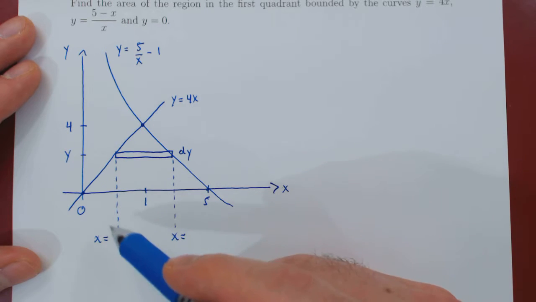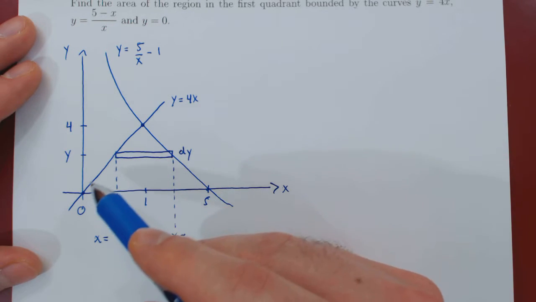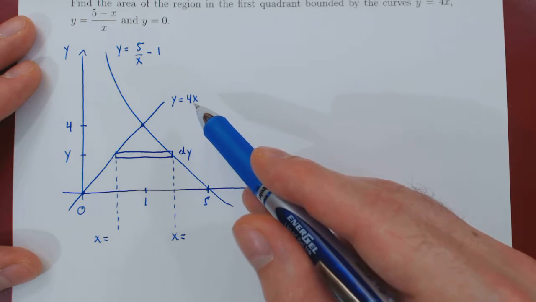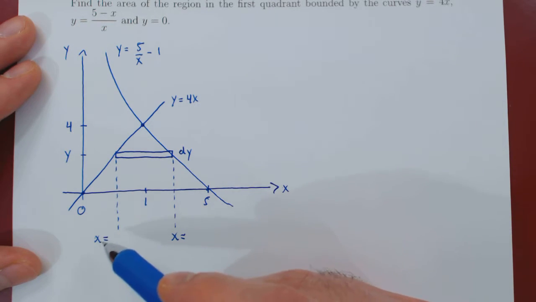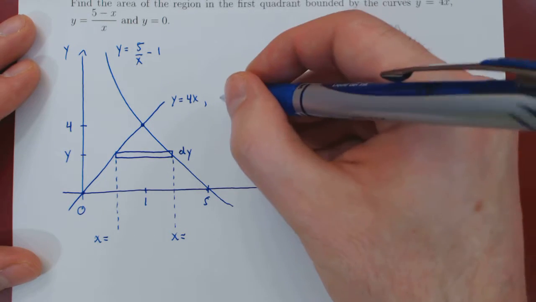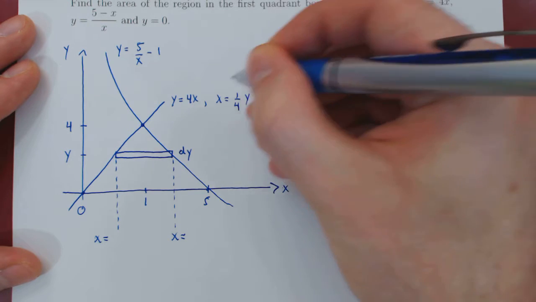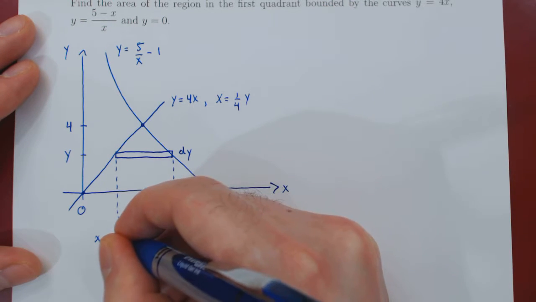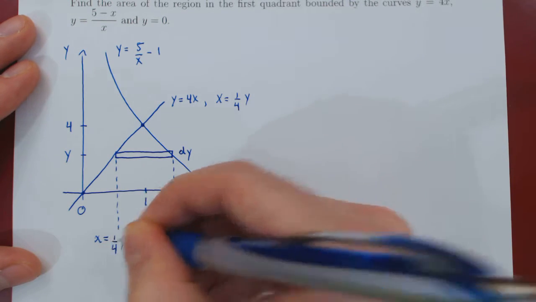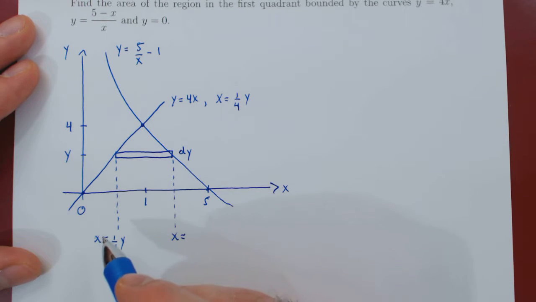So let's start with the easier point. Now at the left-hand point of the rectangle, we are on the line y equals 4x, and we have to solve for x in terms of y. This is very easy. Divide by 4. So x is a quarter times y. So we have the value of the left-hand point of our rectangle in terms of y.